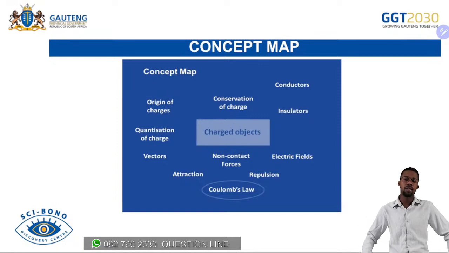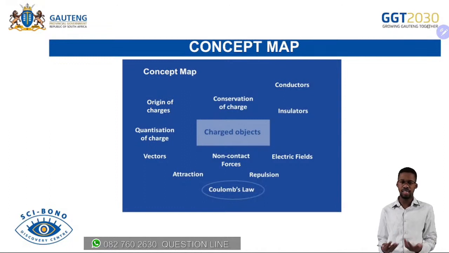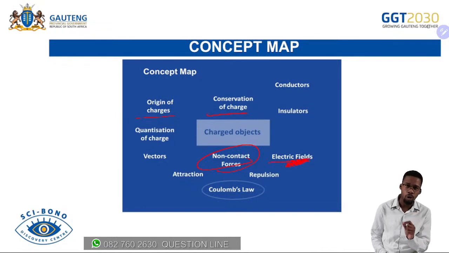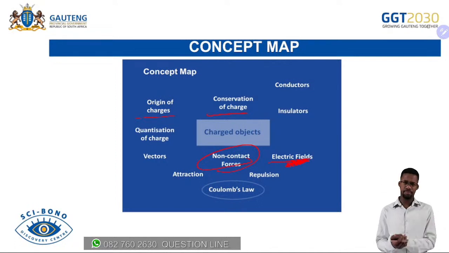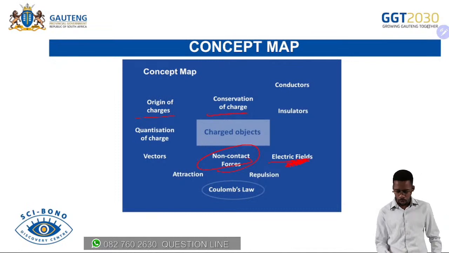Let's look at the concept map. I did say that we have to associate charges with electrostatics. So we are still continuing with the issue of charges. When we talk about electric field, it has to do with charges. The concept map illustrates the origin of charges, conservation of charge, non-contact forces, which is electrostatic force, and electric fields. So this is what we are going to talk about today. We want to understand what this electric field is. Furthermore, it is going to link to when charges experience repulsion and when charges experience attraction.